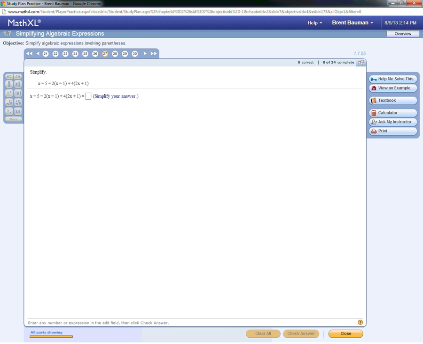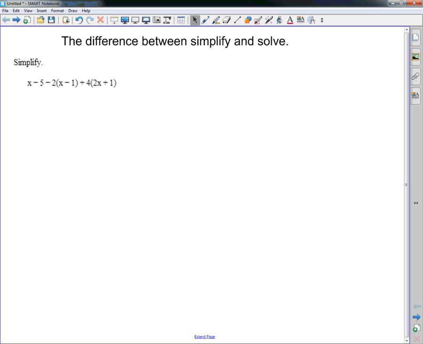And then the second one we'll look at is where we're actually going to solve for the variable, and I'll show you how you can identify the difference. Okay, so let's look at this first problem. What you want to notice is we have some values in front of the parentheses. In front of the first one I have a -2, and in front of the second one I have a +4.